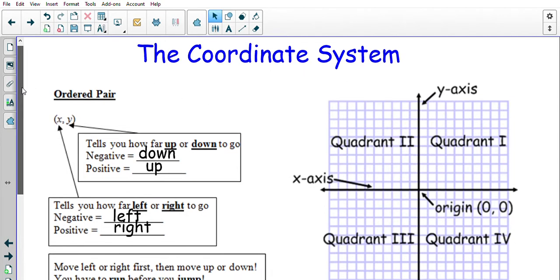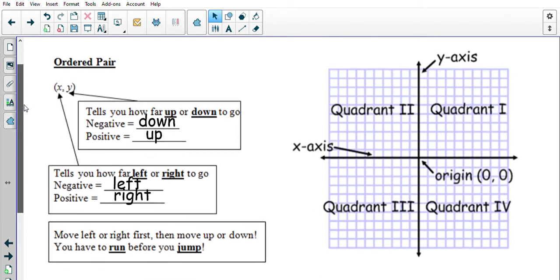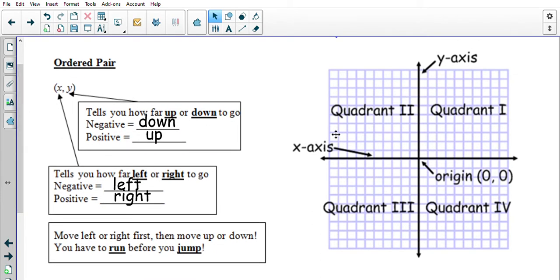So I want to start by looking at what the coordinate system encompasses. Our x-axis goes from left to right. It's our horizontal axis. Our y-axis is vertical. It goes up and down. And our origin at 0, 0 is where the x-axis and the y-axis meet. 0, 0 is also where we start when we go to graph our points on the coordinate plane.